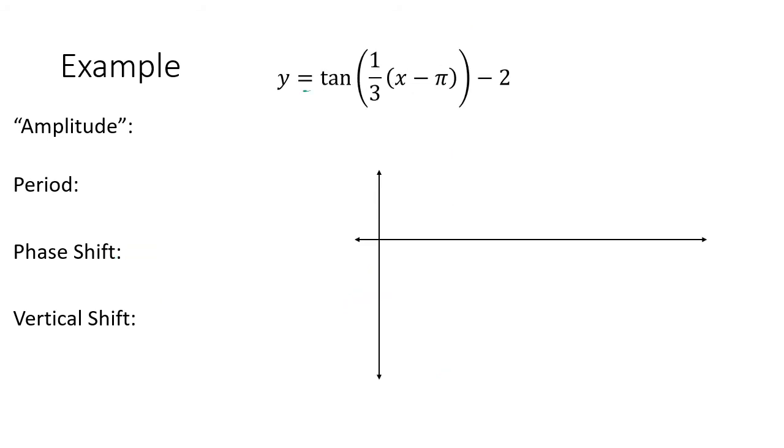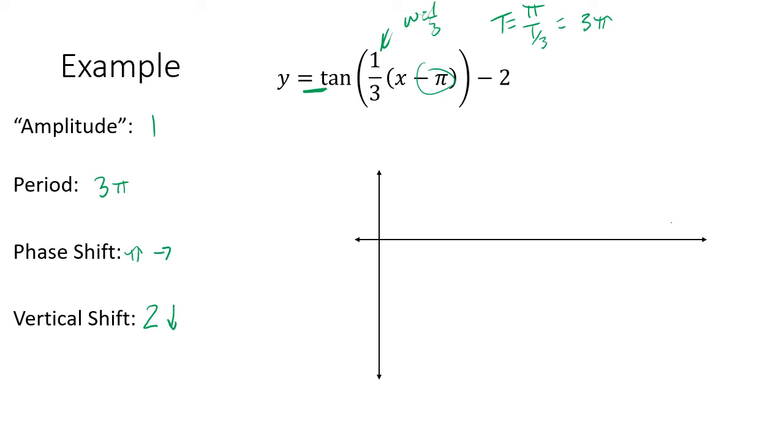Okay, so the amplitude on this one is 1. There's not really an amplitude. It's in quotes. The period, okay, omega is 1/3. So period is going to be T equals pi divided by 1/3, which is going to be 3 pi. Okay, the period is 3 pi. Their phase shift is pi to the right. The vertical shift is 2 down.